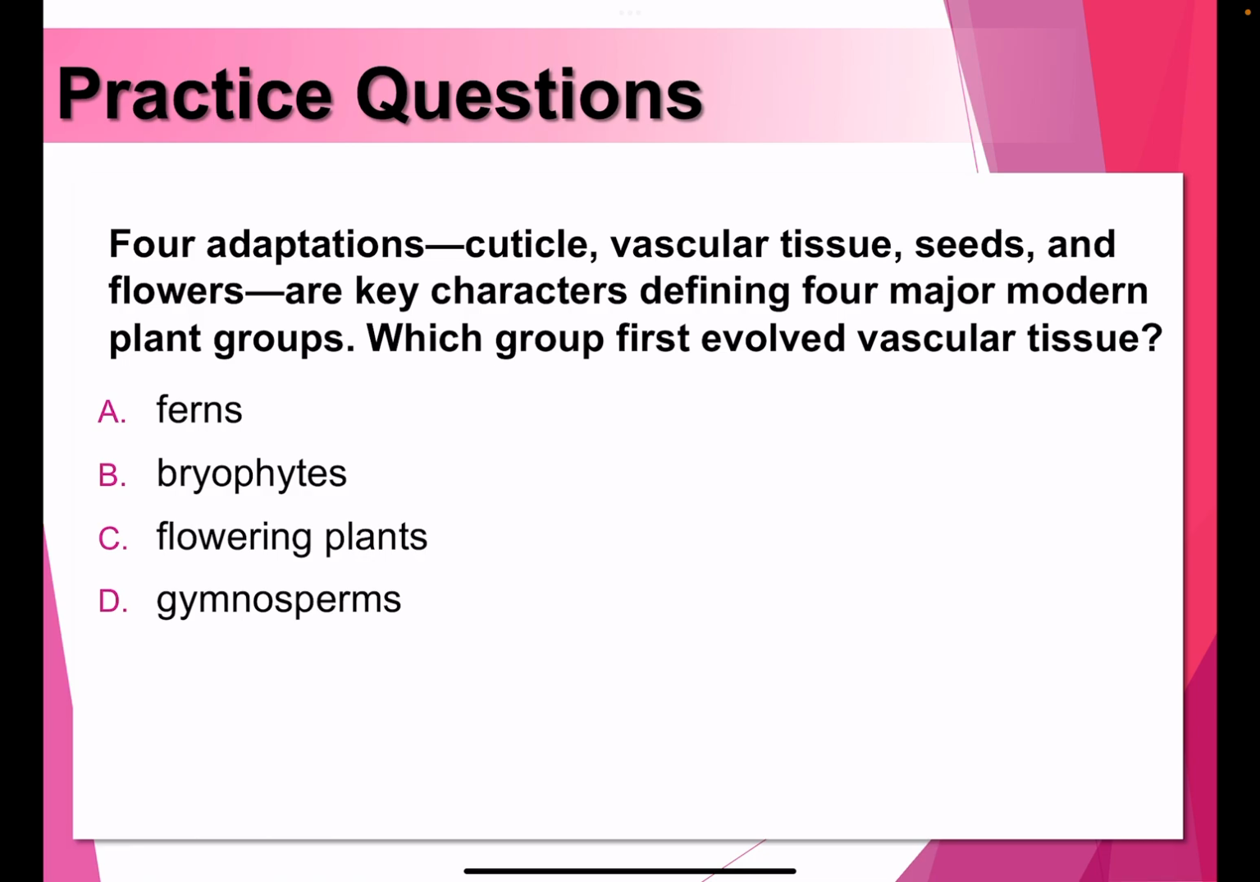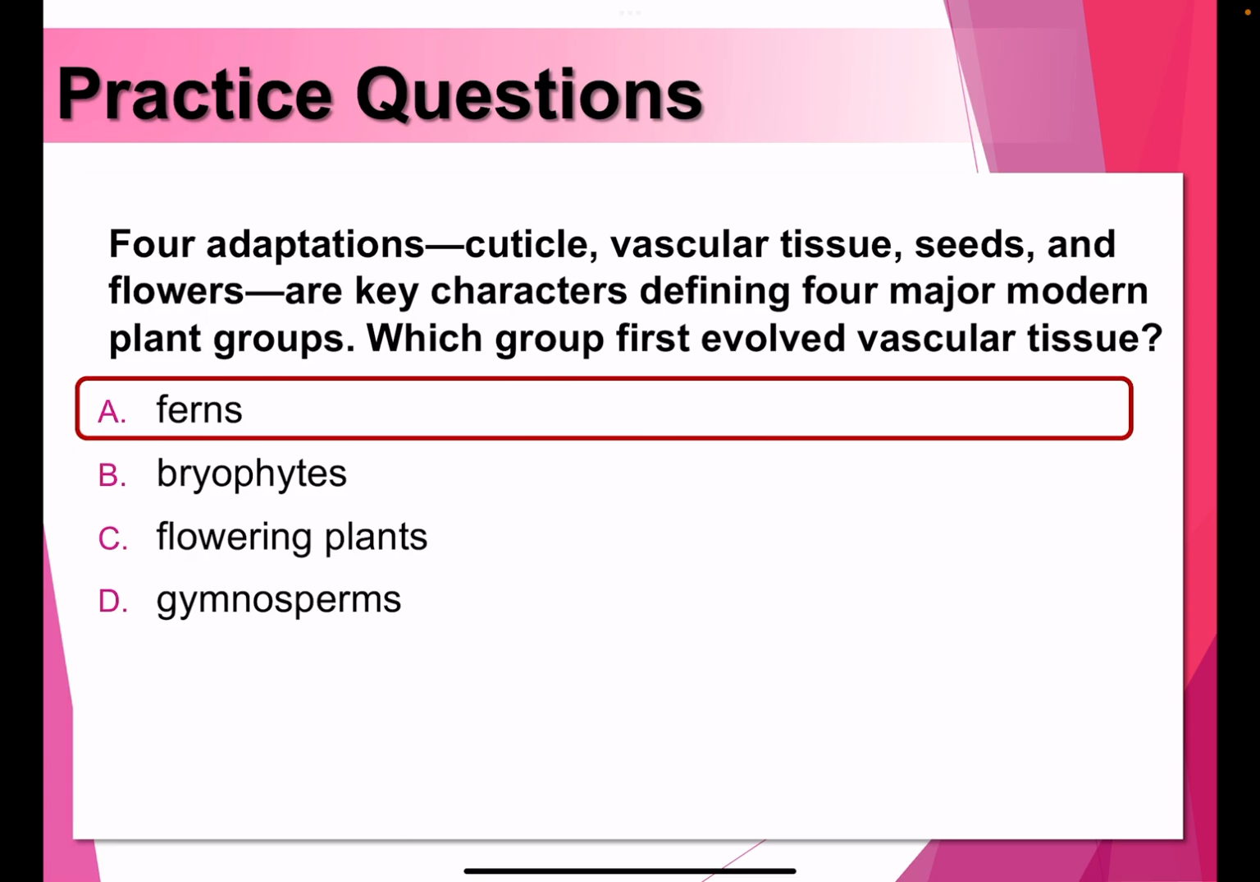Which group first evolved vascular tissue? Now, this goes back to chapter 29, probably. Ferns. Remember, ferns were the first seedless vascular plant we talked about. Before that was actually non-vascular, which were the bryophytes. Flowering plants, which are angiosperms, and gymnosperms is just what we talked about now, but we talked about ferns before these.